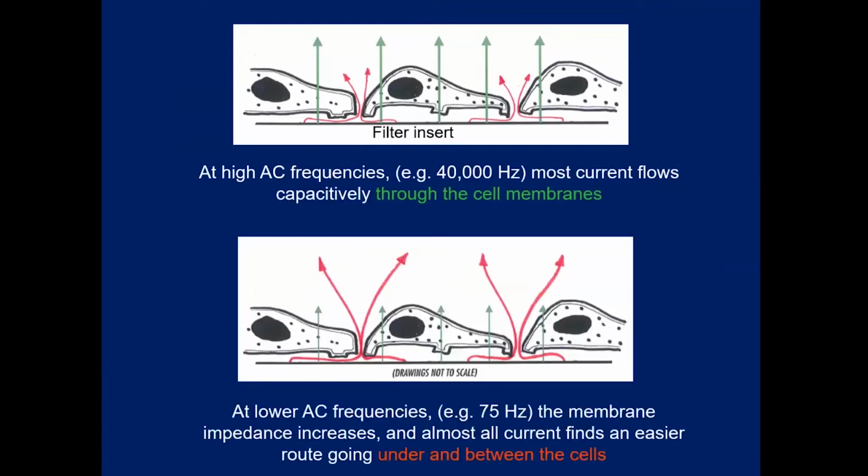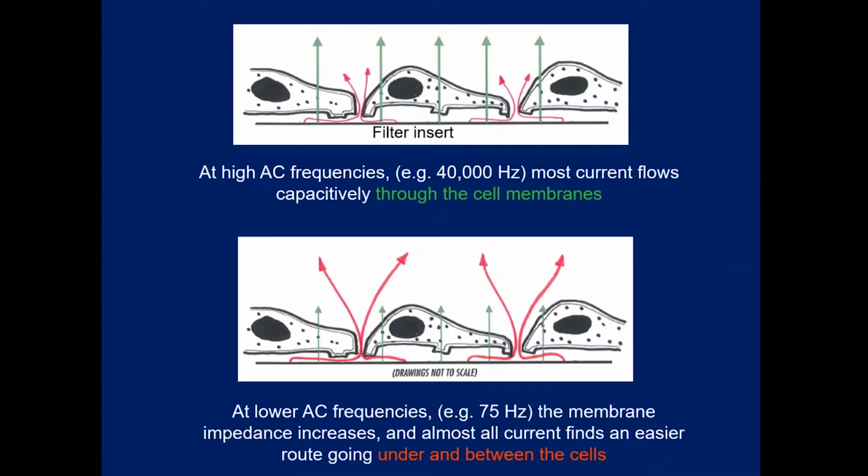But if we drop the frequency down, the ability of the current to couple through the cell membranes capacitively becomes much more difficult. And at, say, 75 hertz, almost all of the current instead will choose to flow through that paracellular space, coming out from beneath the cell and flowing around the adhesion plaques.